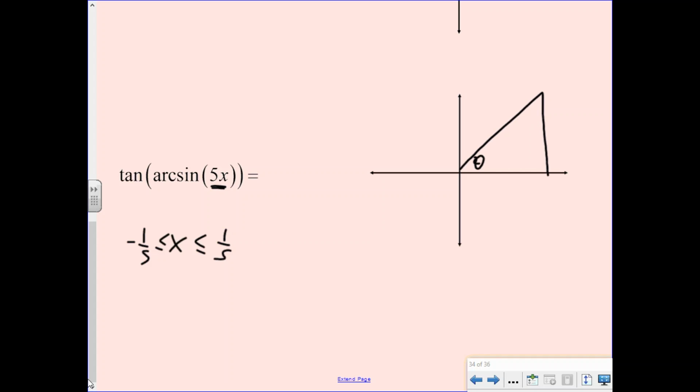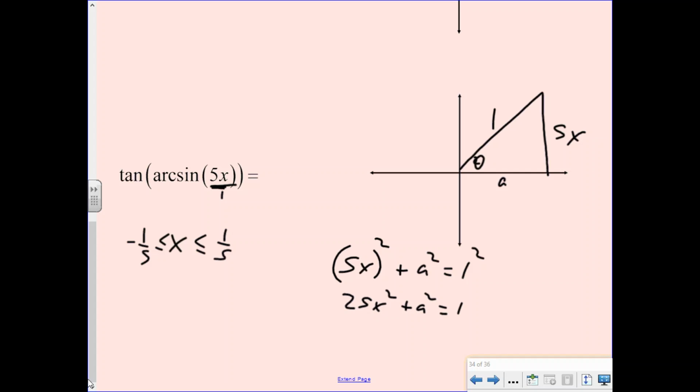And again, I'm going to call that theta. And if I just call this 5x over 1, then I can call my opposite side 5x, my hypotenuse 1, and I can still do the Pythagorean theorem to find my adjacent side. So this would be 5x squared plus, I'll call this a again, a squared equals 1 squared. 25x squared plus a squared equals 1 squared, which is just 1.